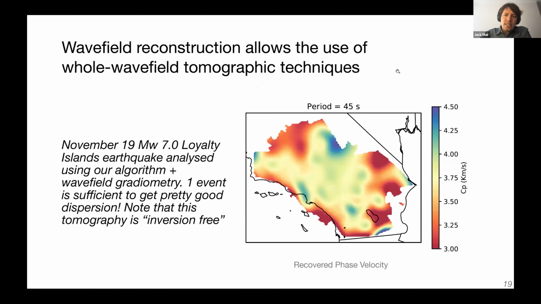If we do this at all these stations, we can actually create a phase velocity map that looks quite similar to comparable phase velocity maps for the region. And again, this is using only a single earthquake. So we really make the best use of the available data using this sort of methodology.